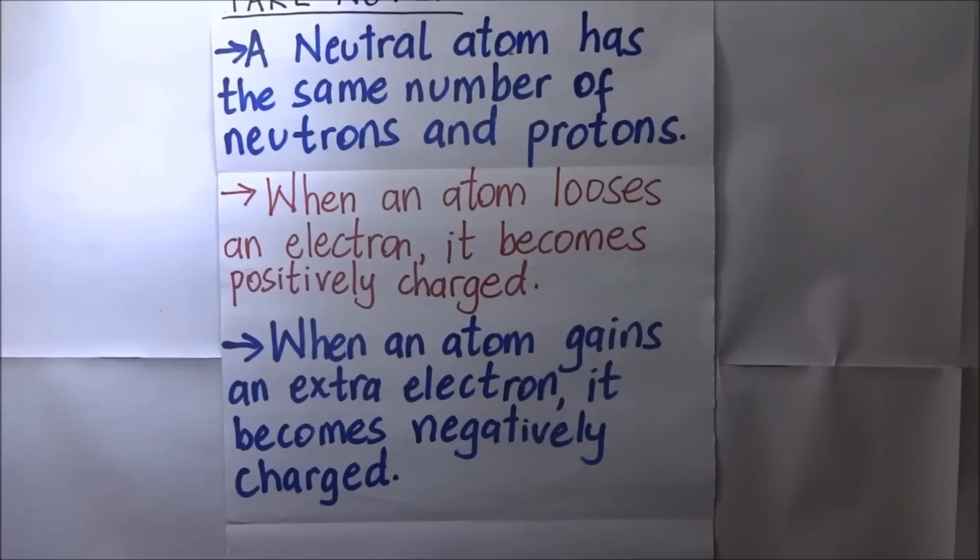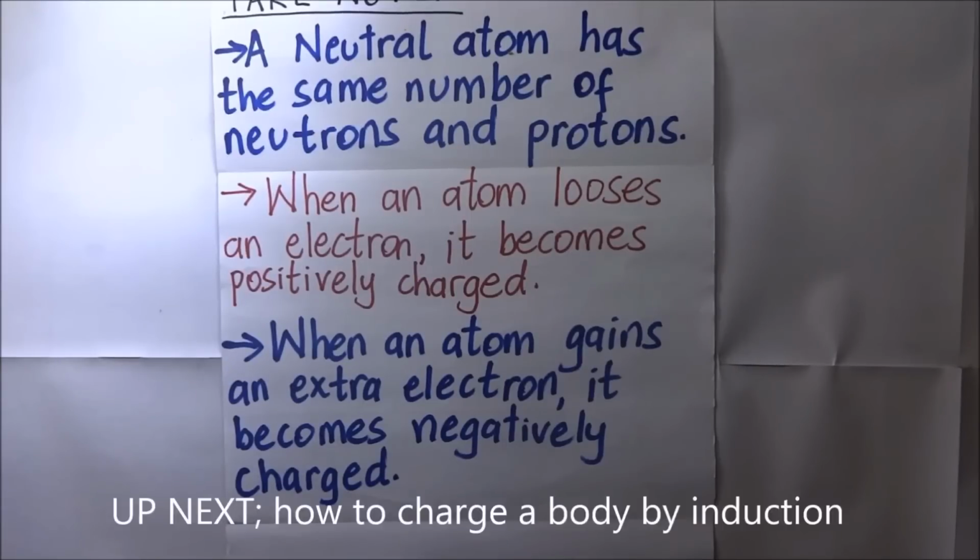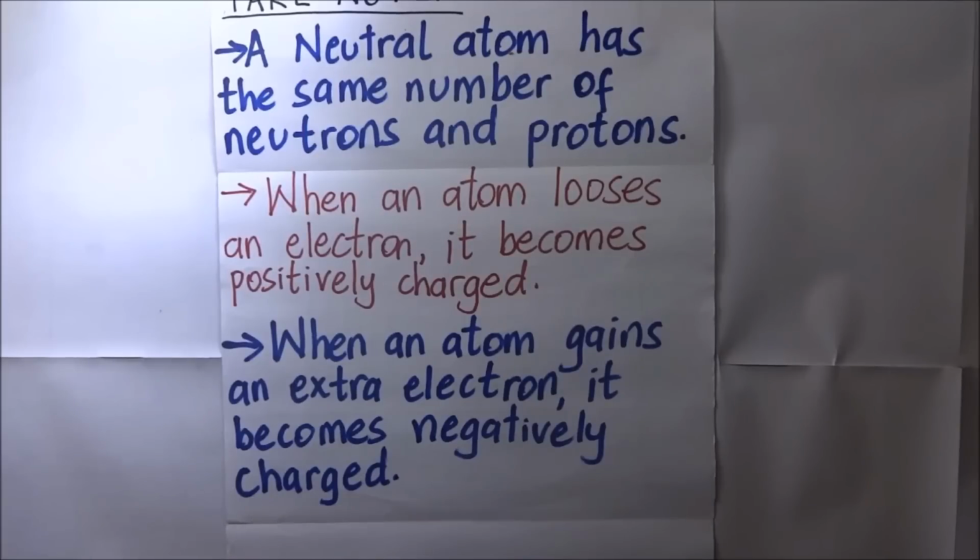To be able to identify positive and negative charges will depend on what we use. For example, if a polythene or ebonite rod are rubbed by a duster, they'll become negatively charged. And if a glass rod or cellulose acetate are rubbed by a duster, they'll become positively charged.